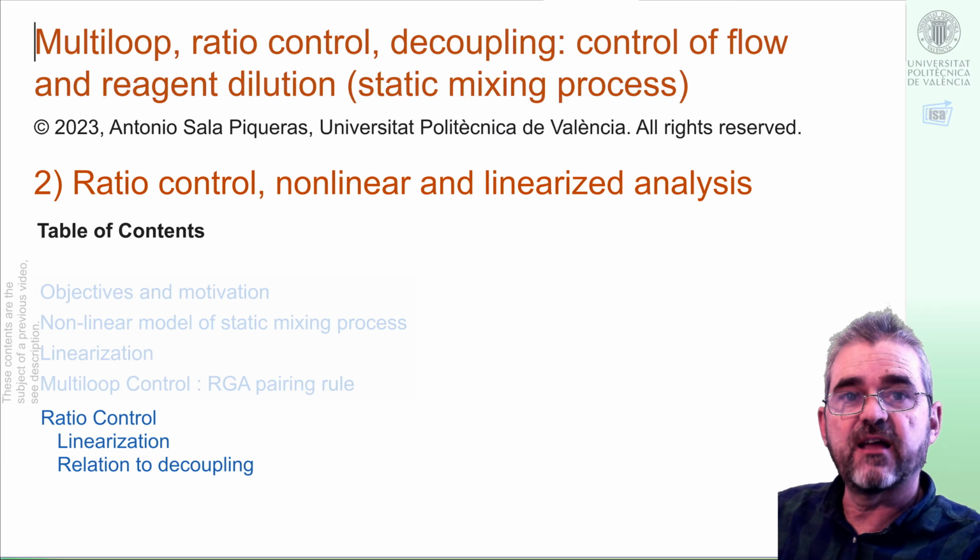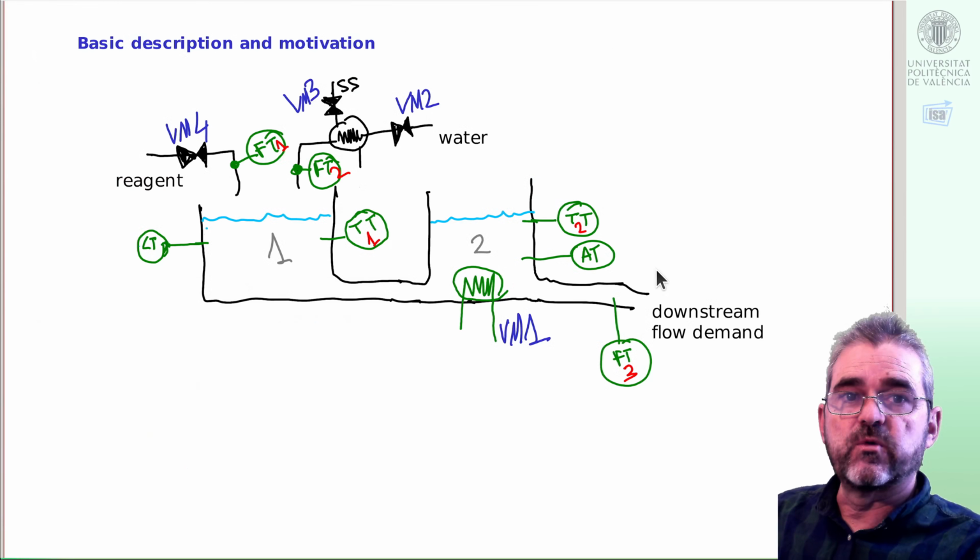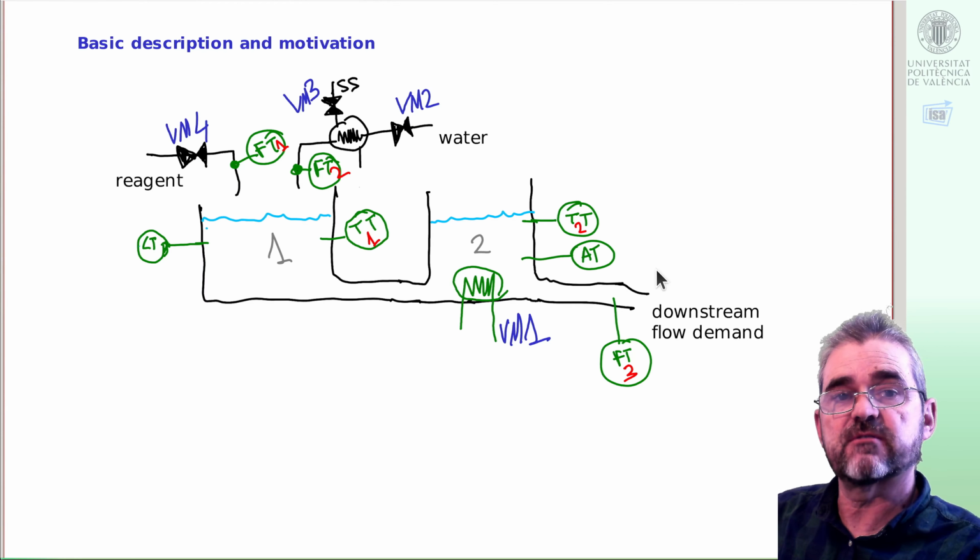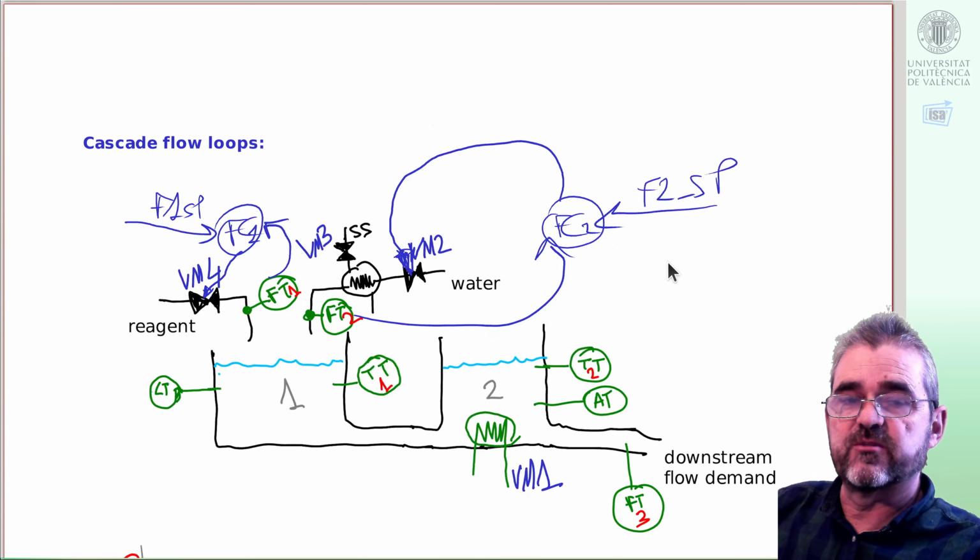Hi, I'm Sala, and in this video we are going to discuss how to apply ratio control to a static mixing process. We may be motivated by a plant like this, in which the two inflows of a given reagent and water are mixed, and the total flow and the inlet reagent fraction influence, through some tank dynamics, the levels and concentrations. In fact, we'll assume that there is a cascade control loop so that we only need to provide reagent flow and water flow set points for these two slave flow loops to follow.